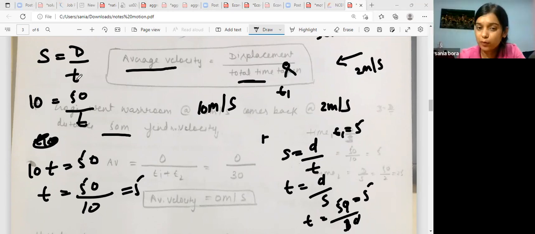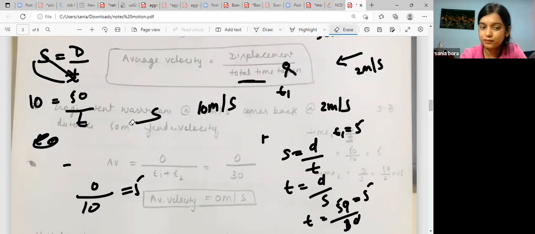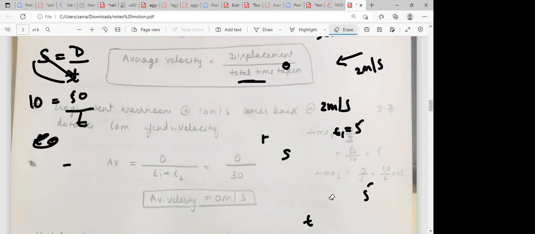Speed equals distance upon time. You have speed, you have distance, but you have to find out t. So you can put a formula like this: T equals D upon S, because this t will go here and s will come here. So just put the value and get the answer. Clear? Justine and Adil, clear? Yes, ma'am.